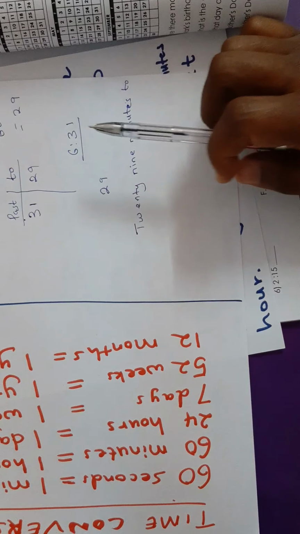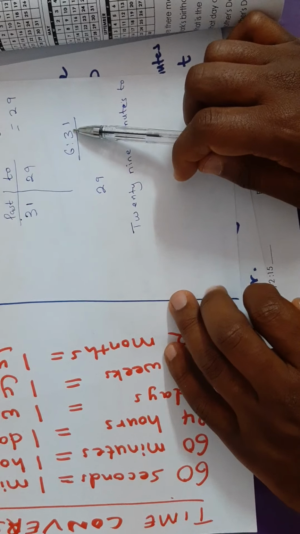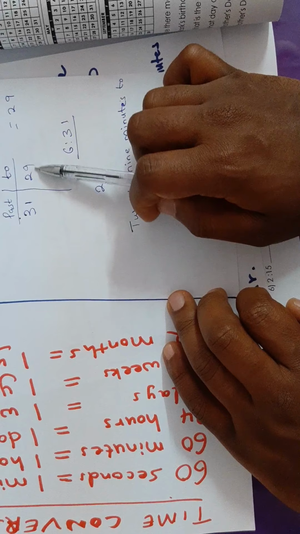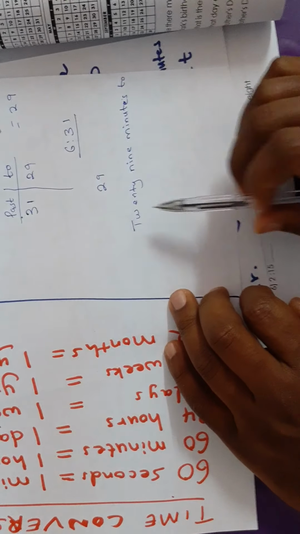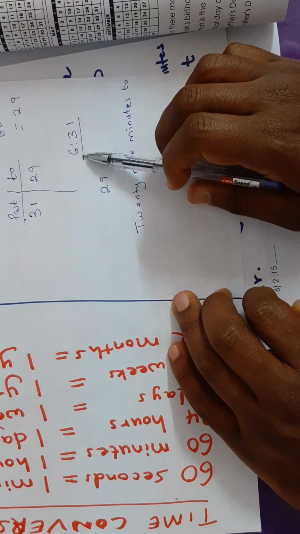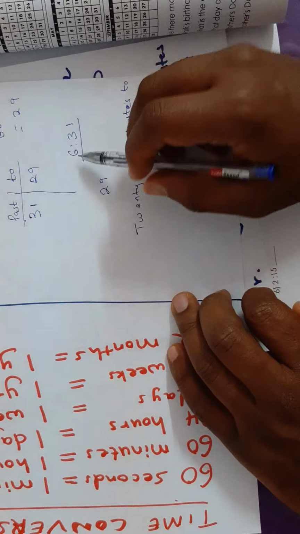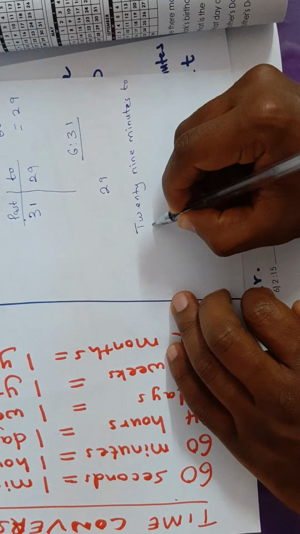We are going to say to. But when we say to, we don't use 31. We use the number that is remaining to get the next hour, which is 29 minutes. So we say it is 29 minutes to. We cannot say 6 because it's already past 6. So we're going to say it is to 7. The next hour after 6 is going to be 7.